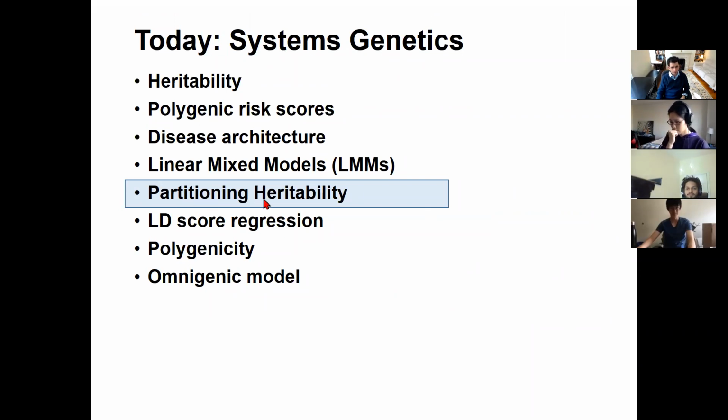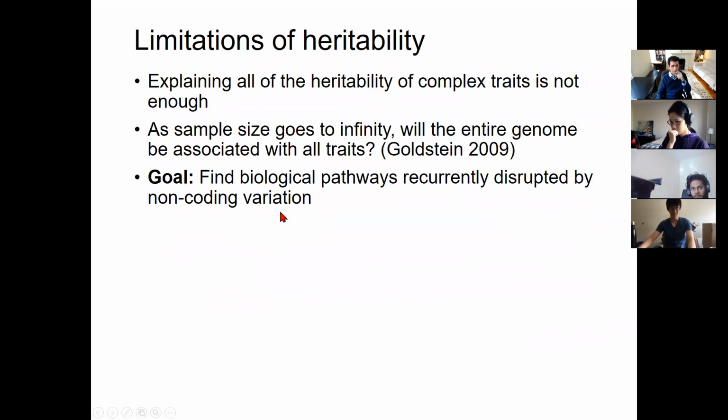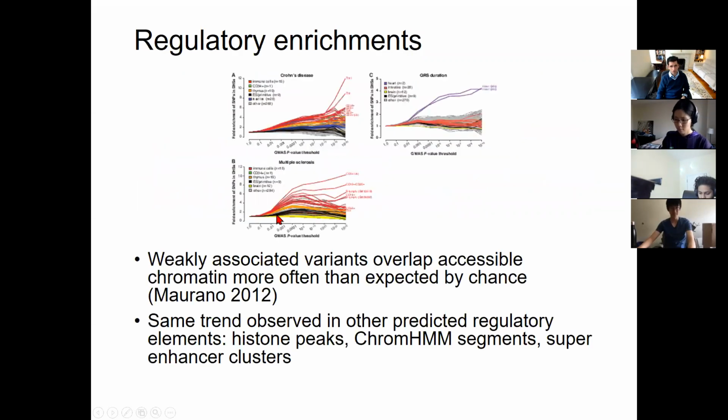So let's now dive a little bit more into partitioning heritability. Again, the limitation of heritability is that explaining all of the heritability of complex traits is simply not enough. As the sample size goes to infinity, the question is, will the entire genome be associated with all traits? And our goal is to find biological pathways that are recurrently disrupted by this non-coding variation.